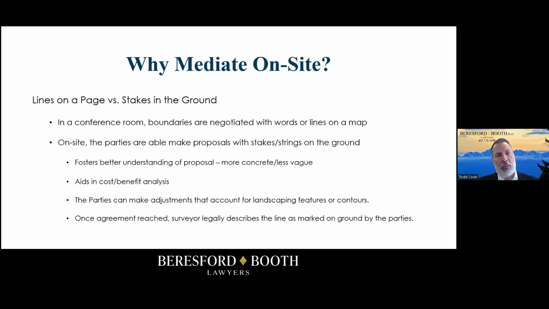So, as I said, in the traditional process, you're in a conference room, and boundary lines are negotiated with words or lines on maps. But if you're on site and a boundary dispute is between two adjoining landowners, it could be residential and each party could have a house where they reside on the respective two parcels, or it could be between businesses and they have office space. But it's a unique case. A boundary dispute is a unique case because there is a location that is factually relevant to the case, and it's a location where there's typically a structure that can substitute for the conference rooms.